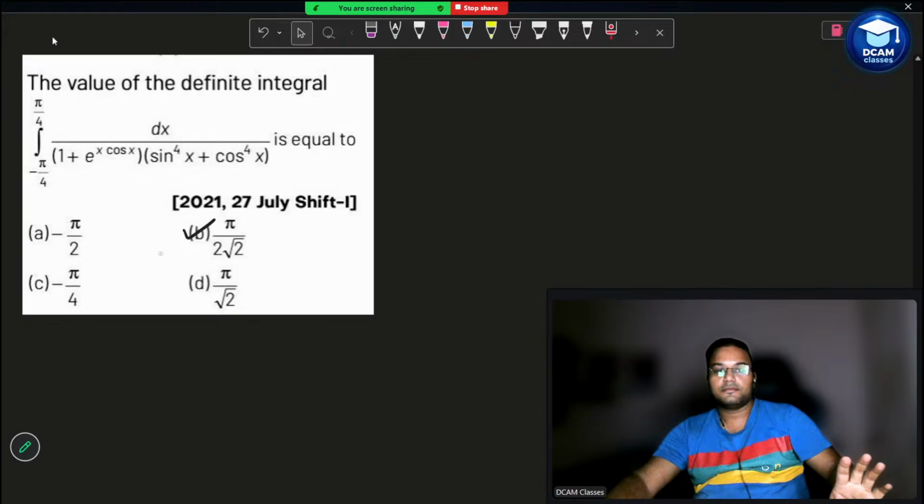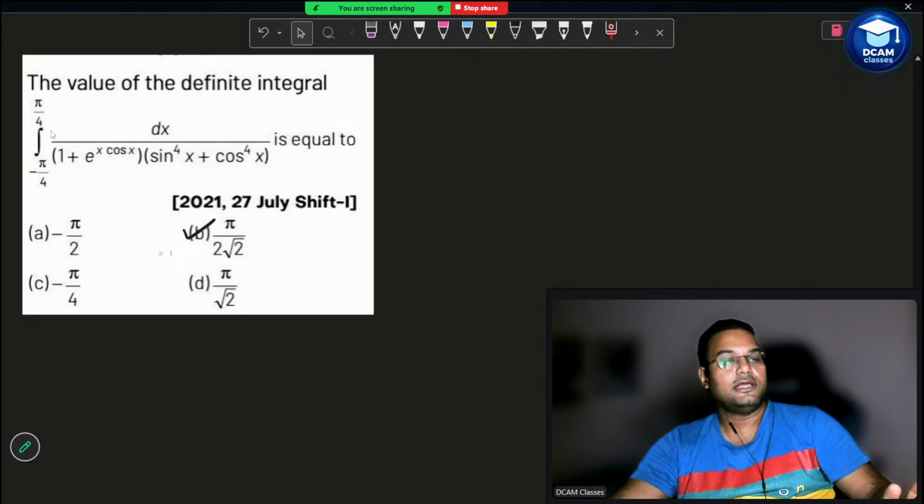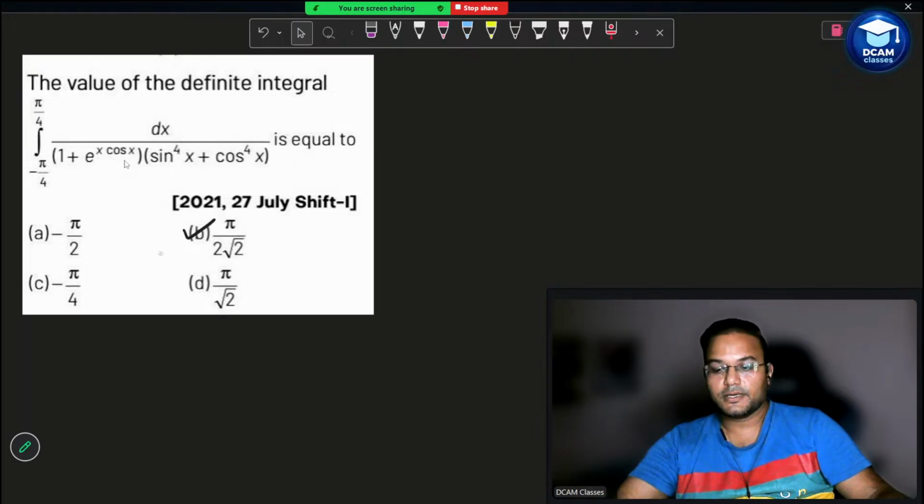See, at first look, you will think that this may be a question of even and odd functions. But actually it's not an odd function. After using the King's rule, we'll get 2I equal to the integral of dx by sin^4 x plus cos^4 x. Then you take 2 outside and 2 gets cancelled. So you are actually using two properties here. Very good.